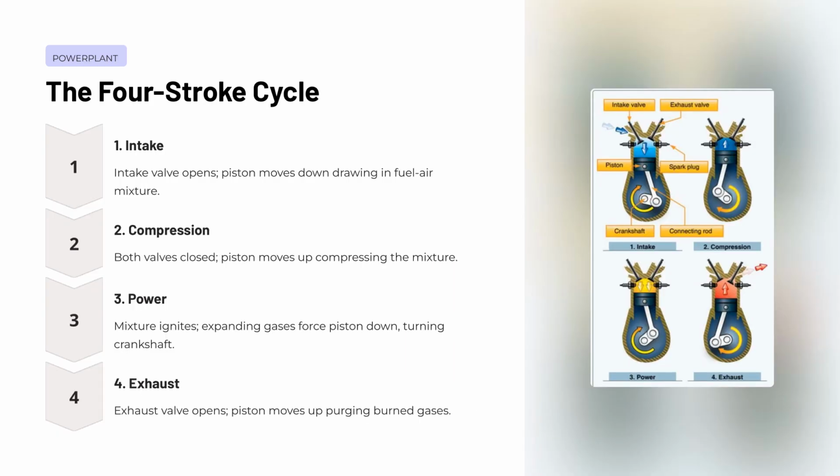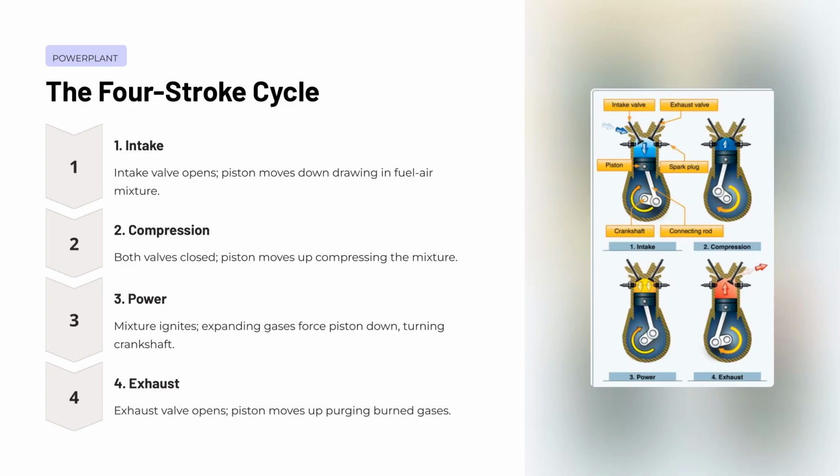The 4-stroke cycle is the fundamental operating principle behind most aircraft reciprocating engines, and understanding each stroke is essential for any pilot or aviation maintenance technician. The cycle begins with the intake stroke. The intake valve opens and the piston moves downward, creating a low-pressure area that draws the fuel-air mixture into the cylinder. Next is the compression stroke.